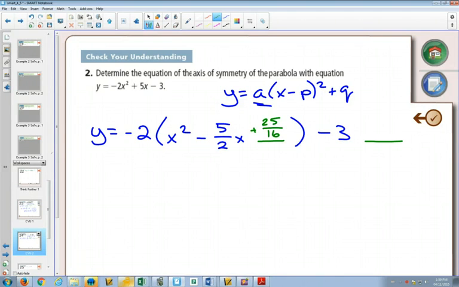What have I actually done, though? In that space, this negative 2 comes by and hits that. It's going to be 50 over 16. We've actually subtracted 50 over 16. So in our other space, we're going to have to add 50 over 16. If you wanted to reduce that, that's 25 over 8.